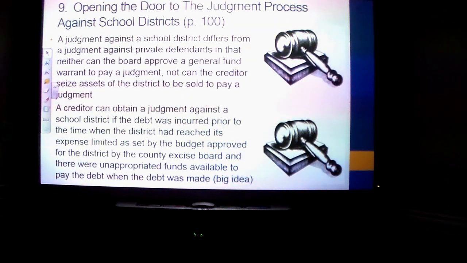So, looking a little bit at legal stuff, I copied this word for word because it's really just more legalese, but I think it's something you need to know. Judgments against school districts are different than judgments against private defendants. Neither can the board approve a general fund warrant to pay a judgment, nor can the creditor seize assets of the district to be sold to pay a judgment. So you cannot seize assets to pay a judgment.